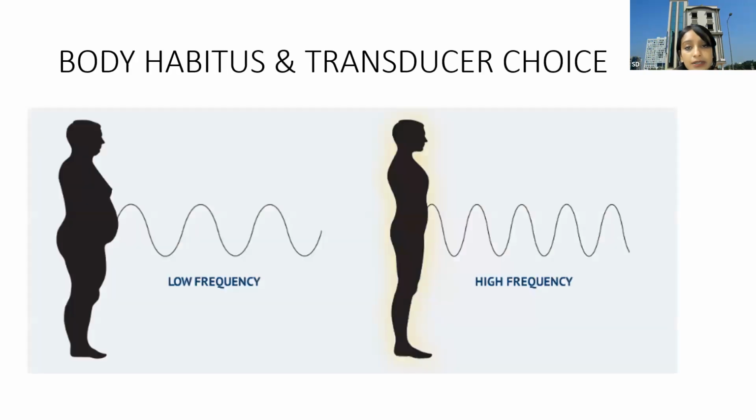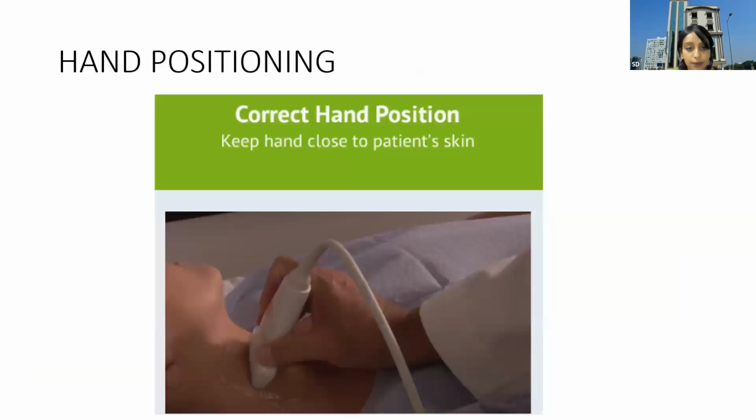So body habitus and transducer choice is basically an obese patient. You will be using a curvilinear. Suppose you want to check a huge abdomen of an obese patient, you will go for a curvilinear probe, so we are using lower frequencies. And when we are seeing any structure which is present superficially, or a lean and thin patient, we will be going for a higher frequency probe.